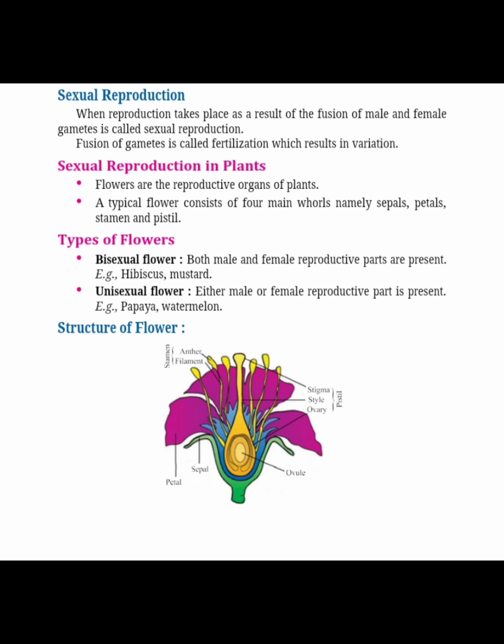And next is the female reproductive part. This is the fourth whorl of the flower, and this is called the pistil. It contains stigma, style, and ovary. Inside the ovary, ovules are present, and here the female eggs are present.